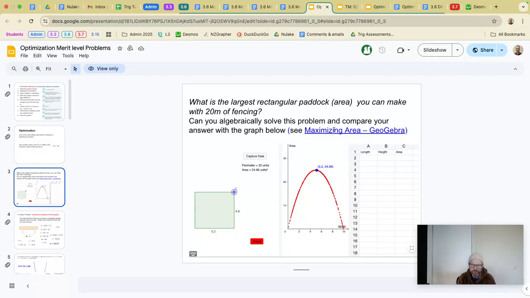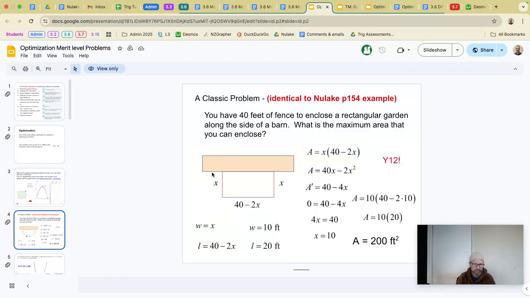And if you go to this app here, you can graphically see the answer, and you can obviously predict, you can see where the maximum is going to happen. Can you algebraically show the same thing? That's the challenge. Variations on this perimeter one.